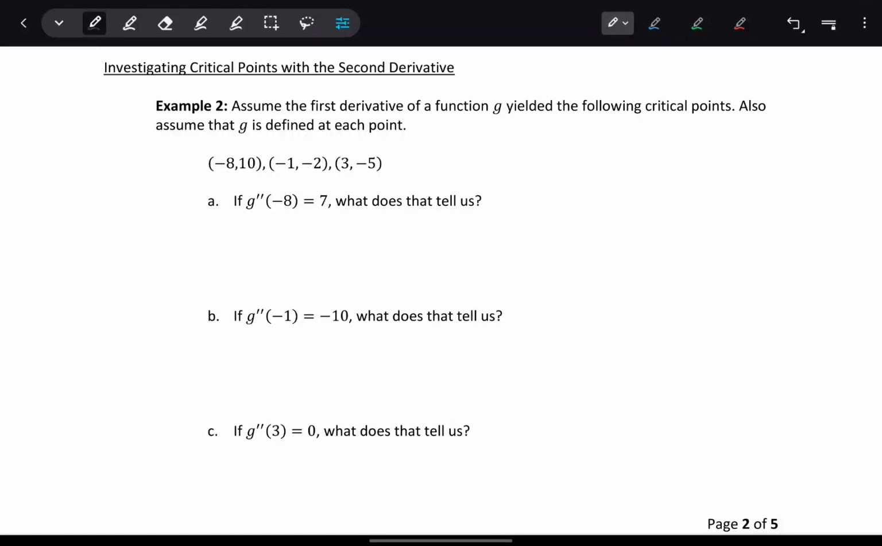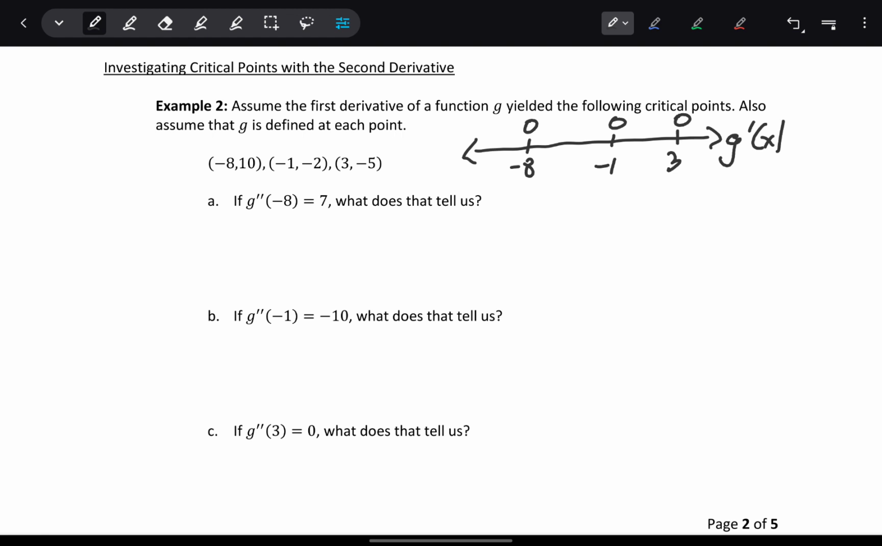In example 2, we're told that for some function g, the first derivative function yielded the following critical points. So this should be for a function g, not f. So for g prime of x, we know that that derivative function is going to take on values of 0 at -8, -1, and 3. What we did in the previous example was then look at values in between. We had to test points in every single interval, so on either side of each 0, to determine what the behavior of the function is.